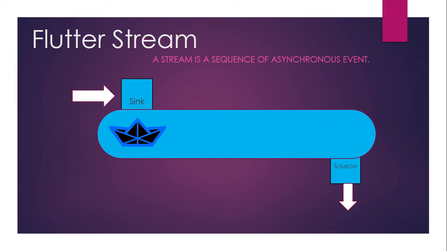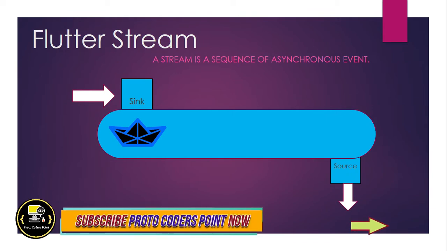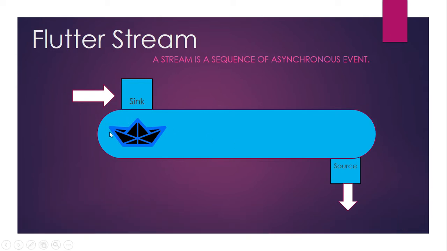Okay, so you can see the graphic. It has two points, the start point and the end point. The start point is called the sink and the end point is called the source. The sink is something that consumes the data. For example, we can add some data from the sink end and the data will travel through a stream to the source. You can see in this graphic, this boat is data that is transferred through a sink, and it travels along the stream up to the source, and we get the data in our Flutter app.